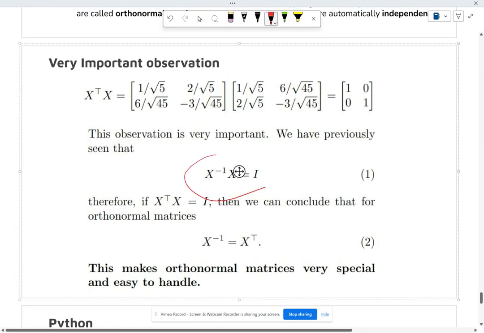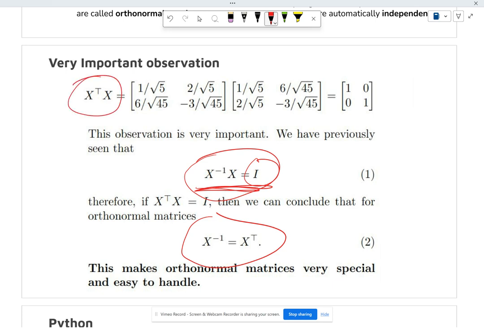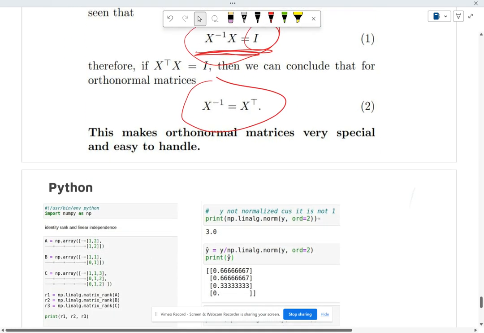So this is what I was just talking about. When you multiply by the inverse, it gives you identity. Yet over here, you don't need to multiply by the inverse. You just need to multiply by the transpose. And the transpose is much, much easier.